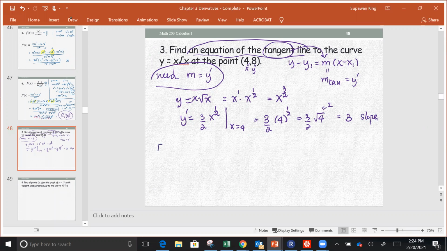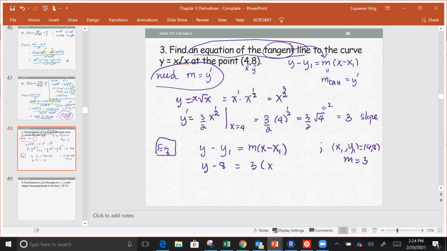Next, we're going to find the equation of the line using the point slope form. y minus y1 equals m times x minus x1, where x1, y1 is (4, 8), and m equals 3. So y minus 8 equals 3 times x minus 4, and simplify to be y equals 3x minus 12 plus 8, or y equals 3x minus 4.